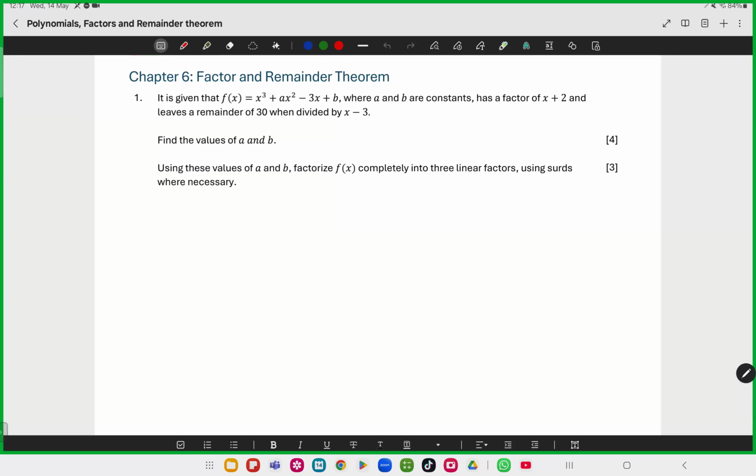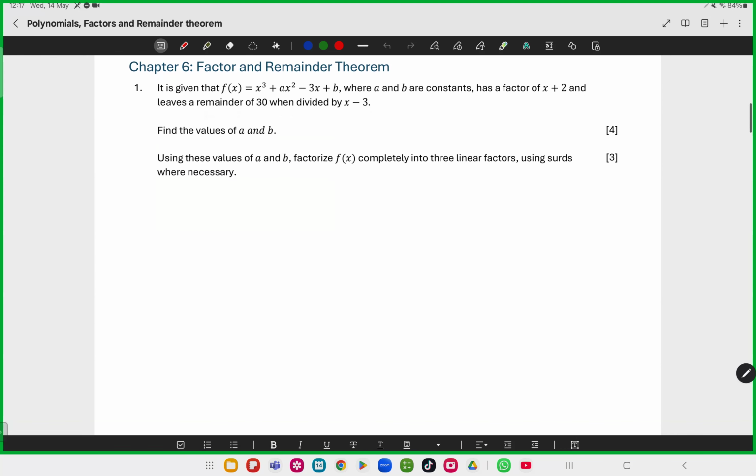Okay, let's look at factor and remainder theorem, question 1, and polynomials, of course. It's given that f(x) equals x cubed plus ax squared minus 3x plus b, where a and b are constants, has a factor of x plus 2, and a remainder of 30 when divided by x minus 3. Find the values of a and b.